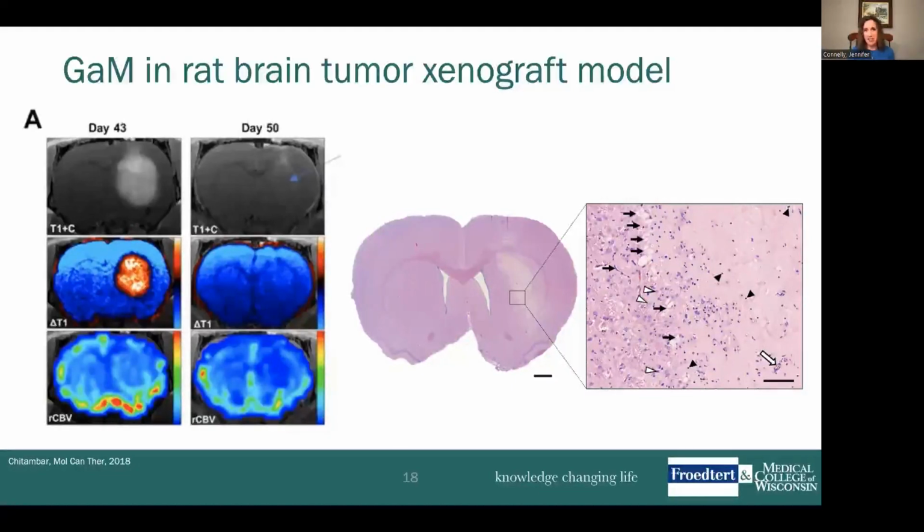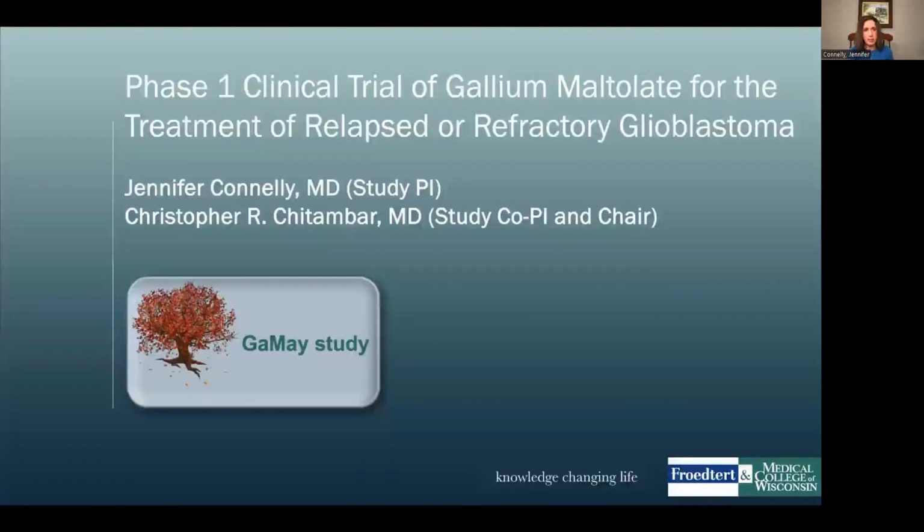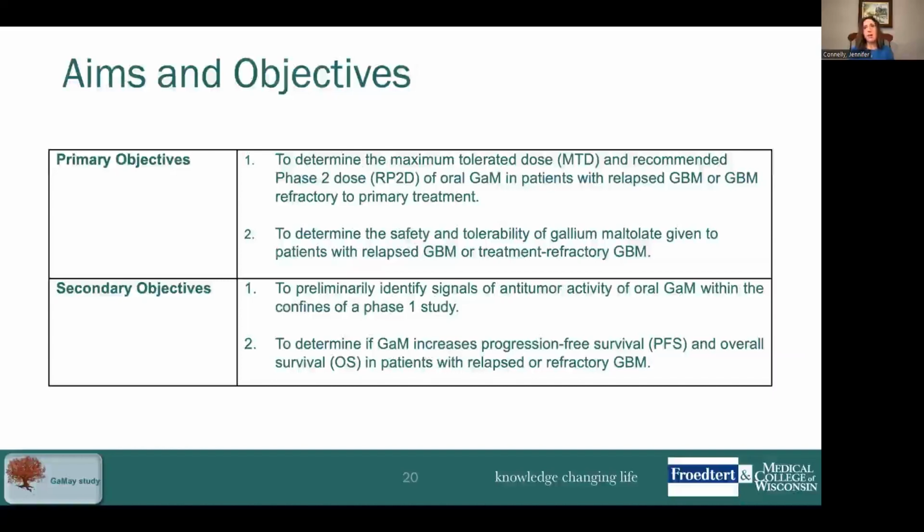So based on all of this research, which took several years to do, we felt that the next step was really moving it into a phase 1 clinical trial. And that's where we're at right now. Nearly 2 years ago, we opened the phase 1 clinical trial for recurrent glioblastoma. And like so many phase 1 trials, the purpose of this trial was to look at safety and tolerability, and really to identify the maximum tolerated dose to then lead into a phase 2 clinical trial.